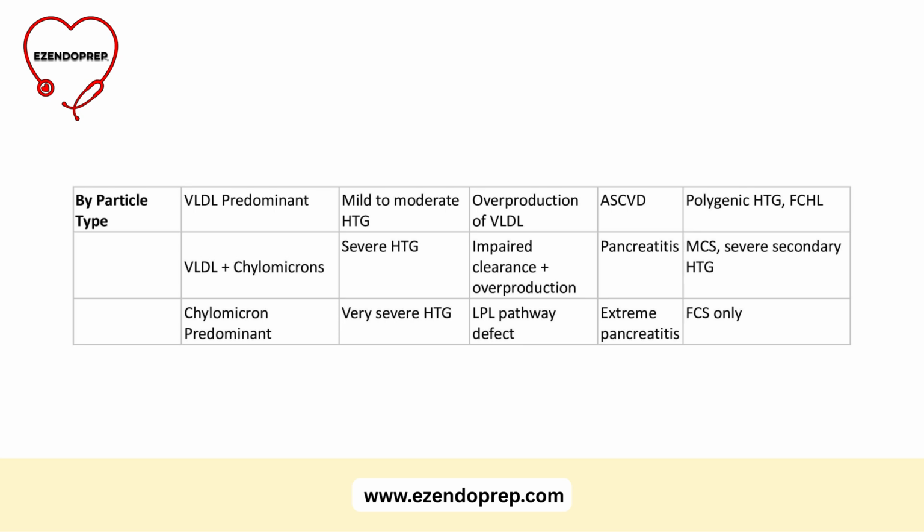Chylomicron predominant. This is the rare monogenic form, familial chylomicronemia syndrome. Triglycerides are almost always in the thousands from childhood. And this step answers the question, which particles are driving the number?